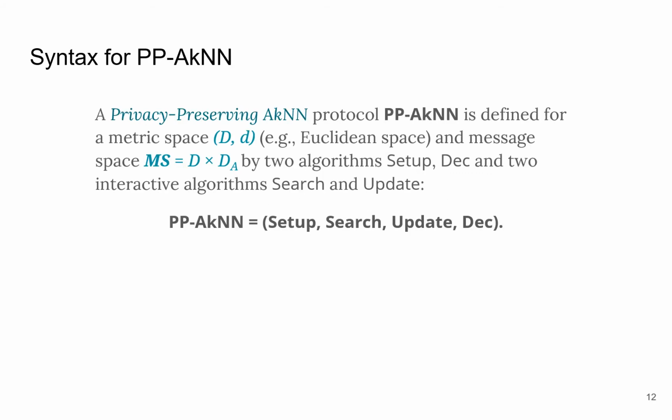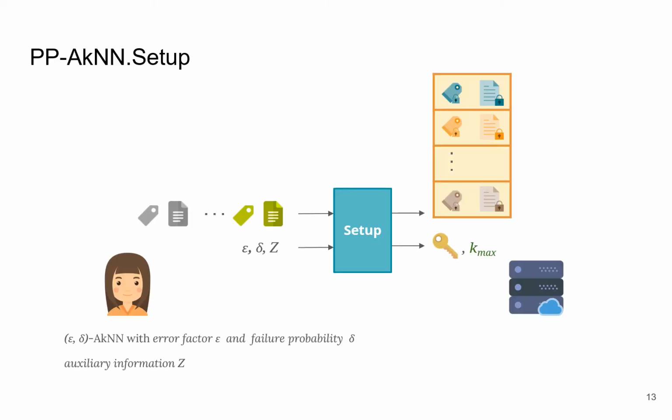Before going into more details of the construction, let's move on to define the syntax, or in other words, the functionality of the scheme. A privacy-preserving AKNN protocol, or PPAKNN, is defined for a metric space, for example, the Euclidean space, and a message space, by two algorithms, setup and decryption, and two interactive algorithms, search and update. I have made some illustrations for the setup, search, and update algorithms, and omit decryption as it is more straightforward.